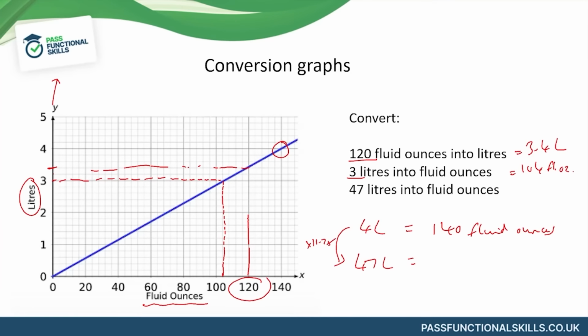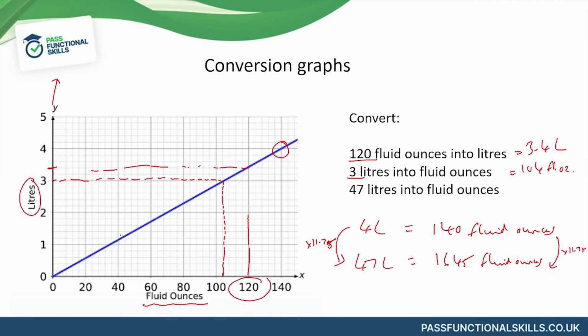So 4 multiplied by 11.75 will take us to the 47. So therefore we need to multiply the 140 fluid ounces by 11.75 as well. And 11.75 multiplied by 140 is 1645 fluid ounces. So this is how you deal with a problem when you're asked to convert something which is way off the scale. Just find a convenient conversion rate. Normally it's going to be a point where the line goes right through the corner.